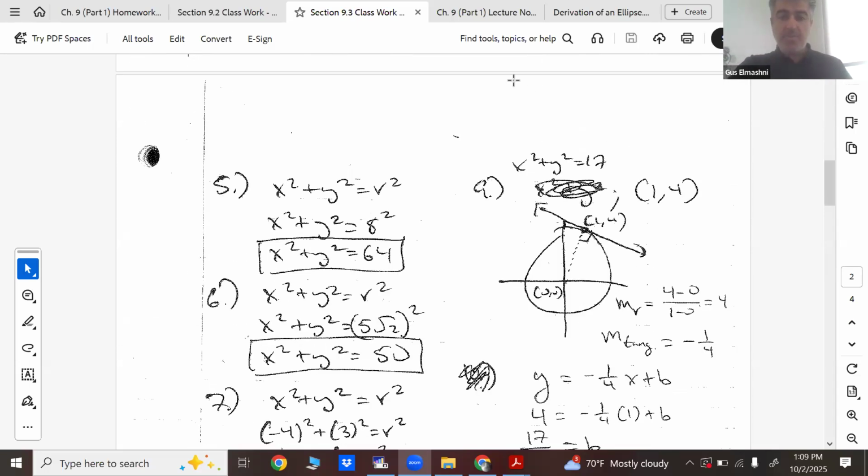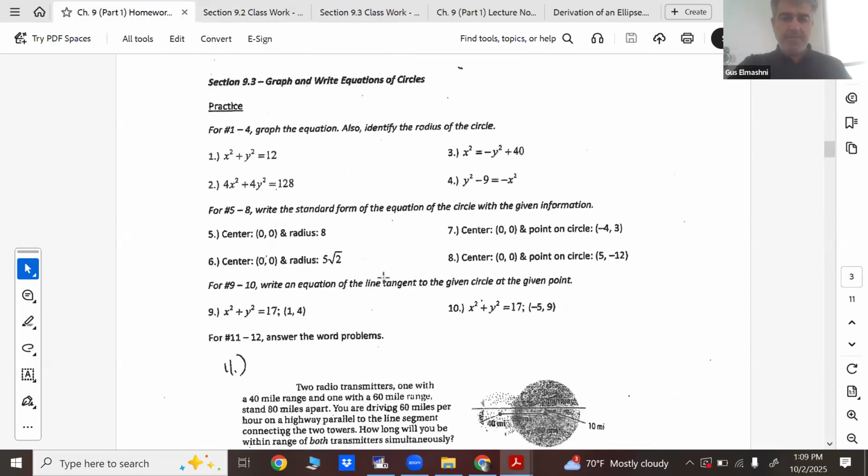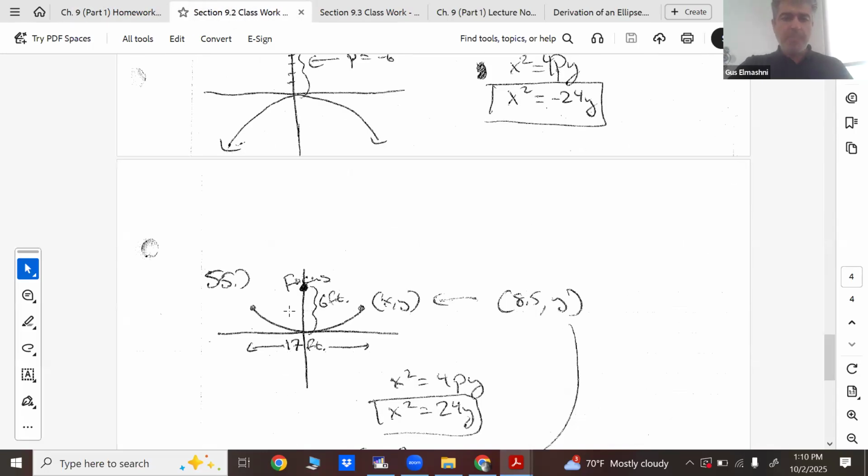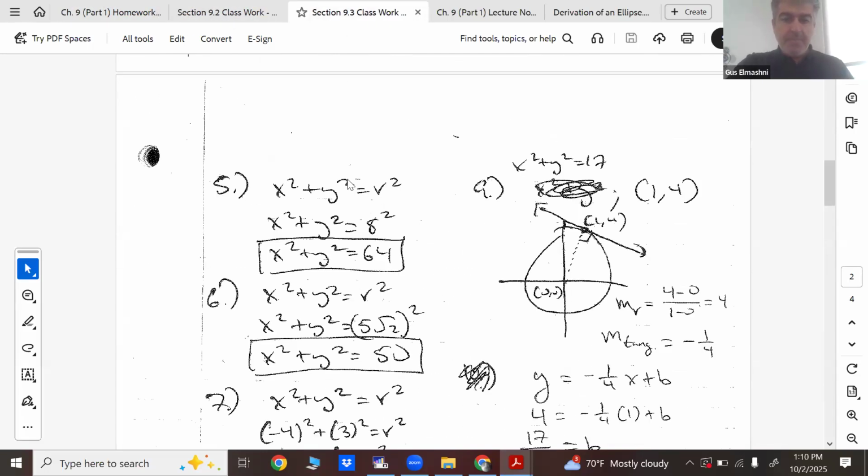Writing equations, that should be pretty straightforward as well. Yeah, that's not that hard. If you have a point in the circle, use Pythagorean theorem to get the distance between the center and the point in the circle. It should be 5 and 13 for 7 and 8 respectively. Yep, we're good.